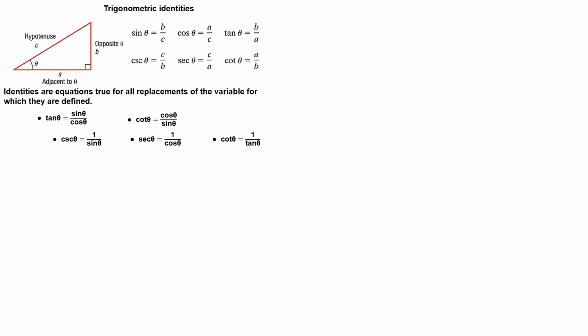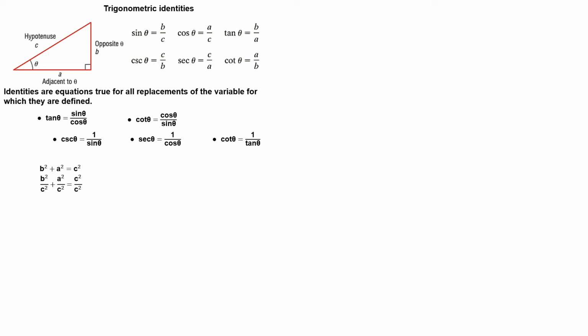We will now derive one of the most important trigonometric identities. Refer to the right triangle above. We write the Pythagorean theorem. The Pythagorean theorem says that in a right triangle, the square of the leg a plus the square of the leg b is equal to the square of the hypotenuse c.